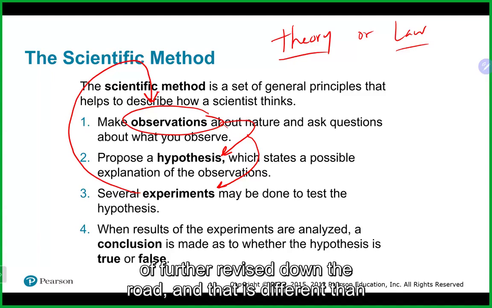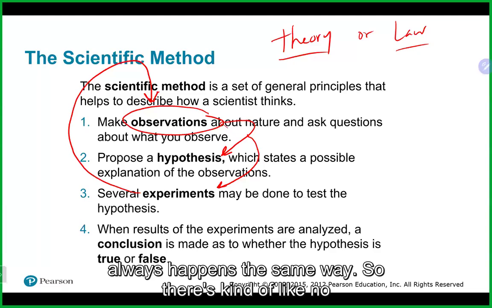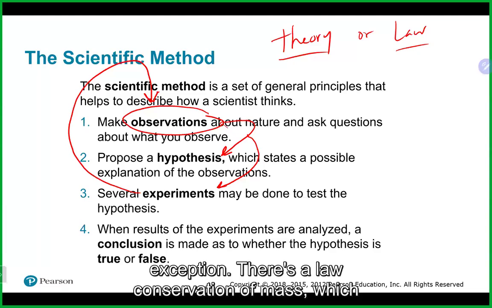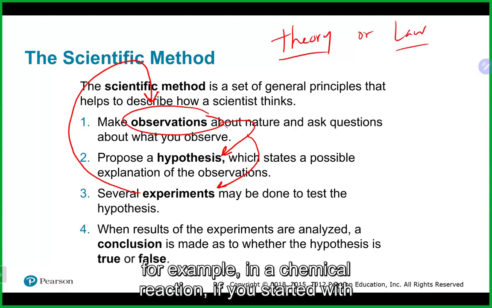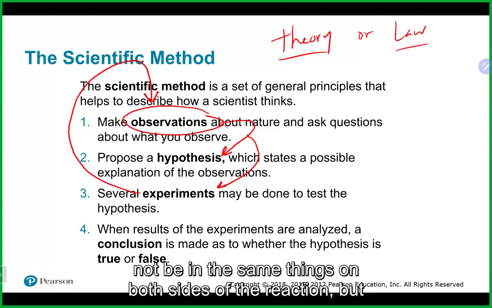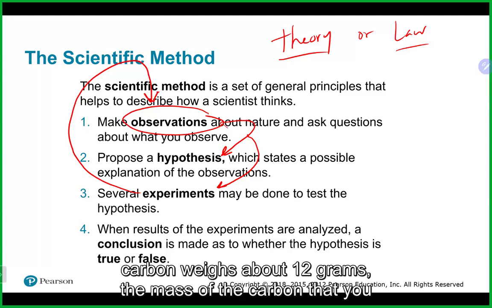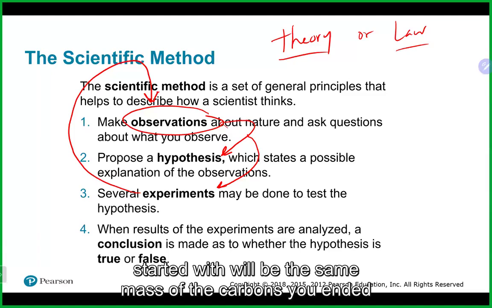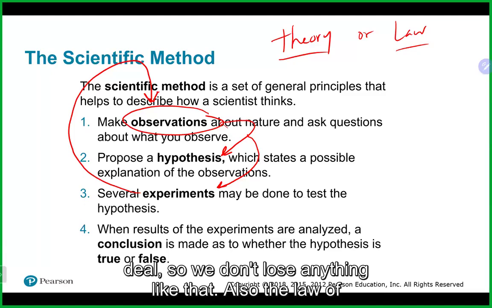And that is different than a law. A law is something that no matter what happens, it always happens the same way. So there's no exception. There's a law of conservation of mass, which means you do not create nor destroy mass along the way. So, for example, in a chemical reaction, if you started with 4 carbons and you ended with 4 carbons, those carbons may not be in the same things on both sides of the reaction, but you had 4 to start with, you had 4 to end with. And since carbon weighs about 12 grams, the mass of the carbon that you started with will be the same mass of the carbons you ended with, because you have 4 on each side. So we don't lose anything like that.